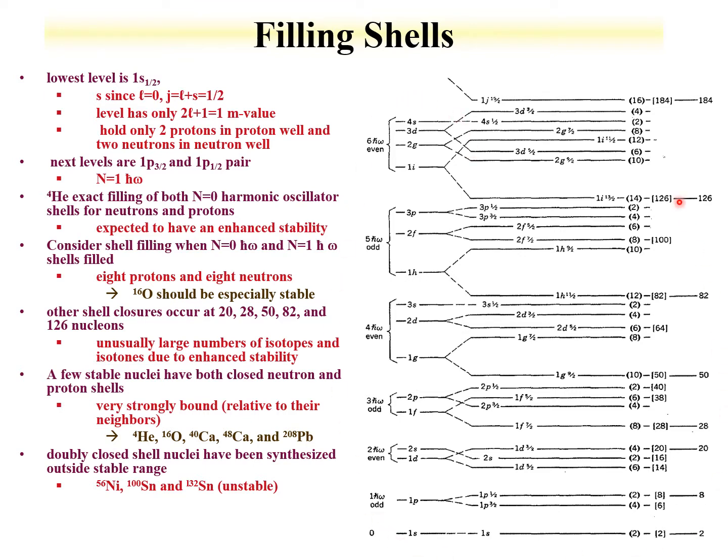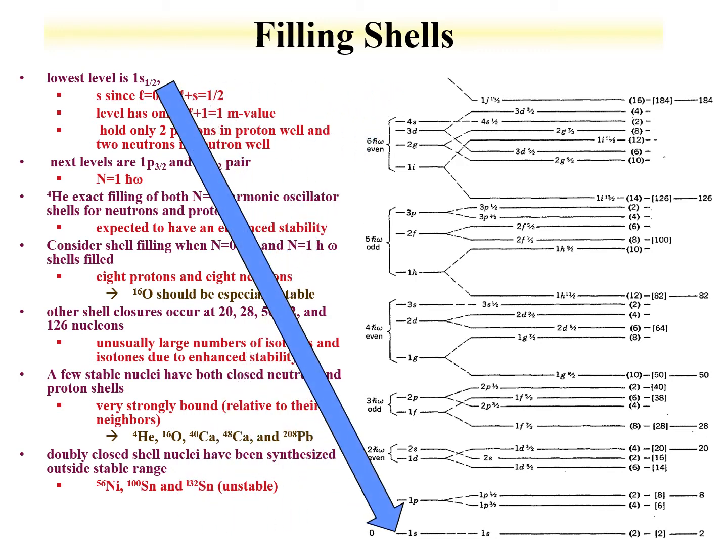Here's our shell model, and here's some of the properties that come out from the shell model. The lowest level is obviously this 1s. It's an s1/2. Since L is 0, J is only equal to L plus S, so 0 plus 1/2. It only has the one value. It's shown here, and it contains 2 nucleons. So I can put 2 nucleons into the shell.